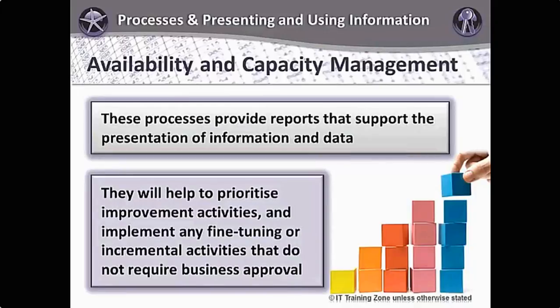Availability and capacity management support the presentation of information and data through the reports that they prepare. Also, these processes provide input into prioritizing improvement opportunities or corrective actions and implement incremental or fine-tuning activities that do not require business approval.